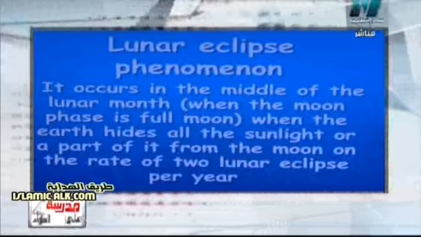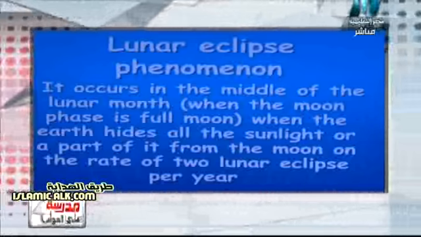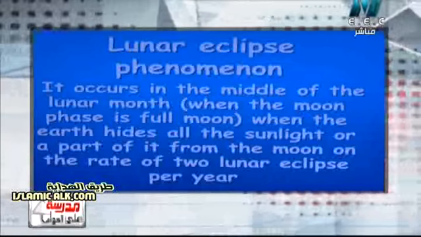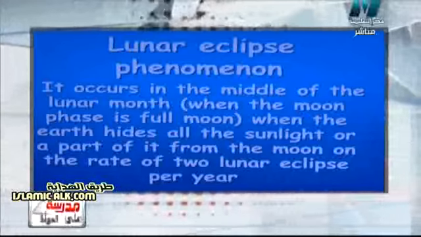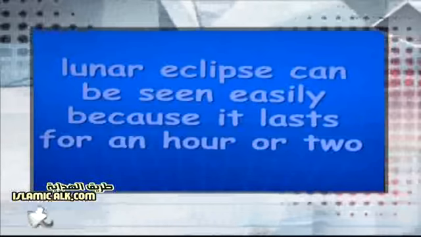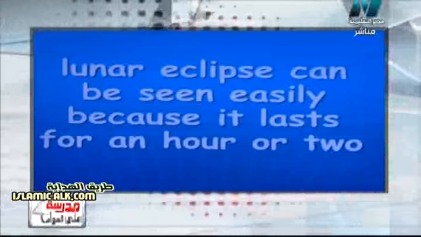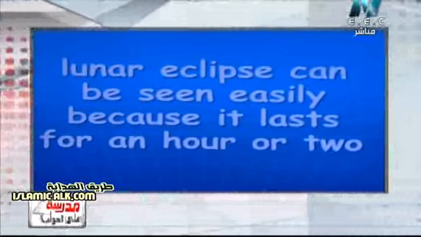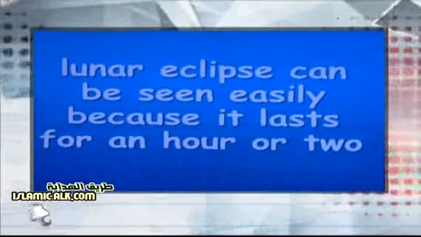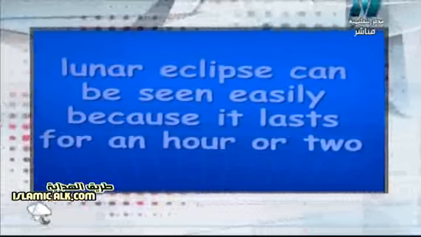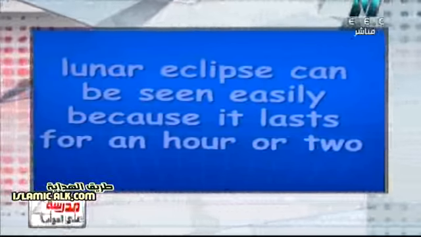So again, the lunar eclipse phenomenon occurs in the middle of lunar months when the moon phase is full moon, when the earth hides all the sunlight or a part of it from the moon, at a rate of 2 lunar eclipses per year. Okay, so nota bene, very important, is that the lunar eclipse can be seen easily because it lasts for an hour or two. And it's also not a dangerous phenomenon, because it doesn't produce any harmful rays such as ultraviolet or infrared.